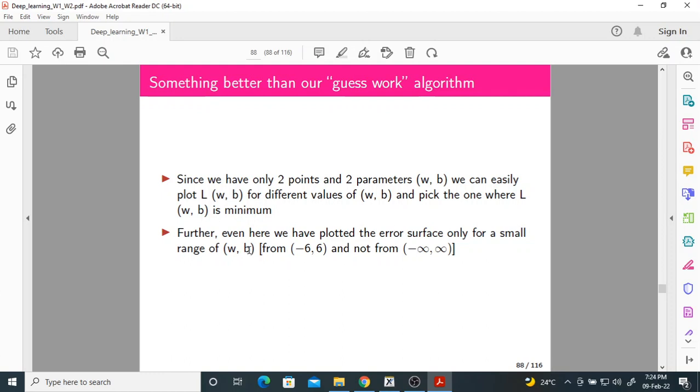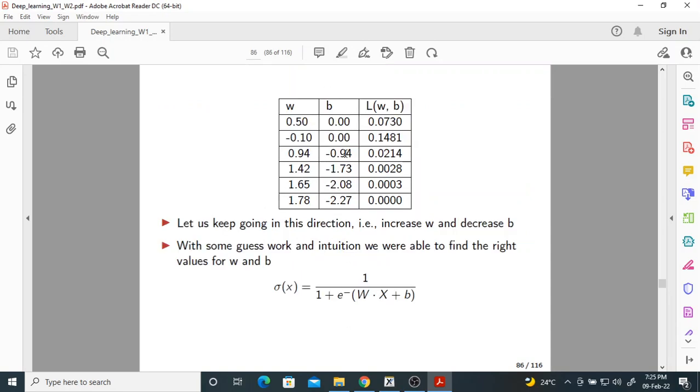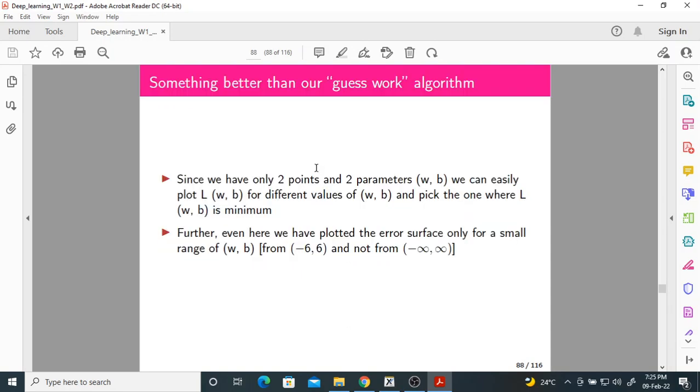Here we cannot plot for all the values of W and B, that is minus infinity to plus infinity. Instead we are taking from minus 6 to 6. So we are finding the error for all values of W and B between minus 6 to plus 6. In the guesswork we have taken only a few values of W and B. Now we are taking all values of W and B from minus 6 to plus 6. But here what is the problem? We are not taking all ranges, that is minus infinity to plus infinity.